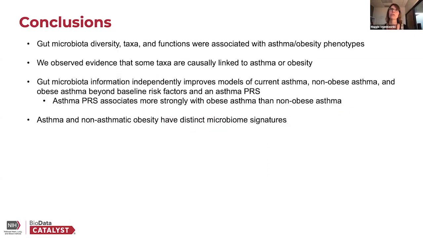So some overall conclusions here: gut microbiota diversity, taxa, and functions, which I didn't talk about the functional analyses, but all of those were associated with these asthma and obesity phenotypes. We observed evidence that some of the taxa were causally linked to asthma or obesity. We saw that gut microbiota independently improves models of current asthma, non-obese asthma, and obese asthma beyond baseline risk factors and an asthma polygenic risk score. The asthma polygenic risk score actually associated more strongly with obese asthma than with non-obese asthma.